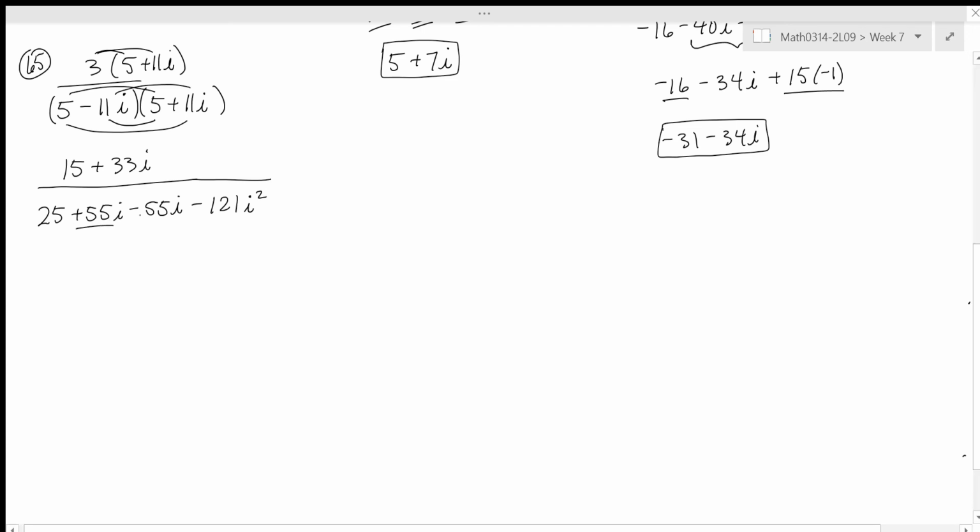All right, so look what's going to happen to my 55 i's. What's going to happen to the 55 i's? Yeah, because it's plus and minus, they're going to cancel. And what can I replace i squared with? -1. And remember, that's a -1 times -121. And so the denominator is going to simplify to 25 plus 121. And we can add those and make what is that, 146? In the bottom, 146. And so my final answer is going to be 15 over 146 plus 33i over 146.